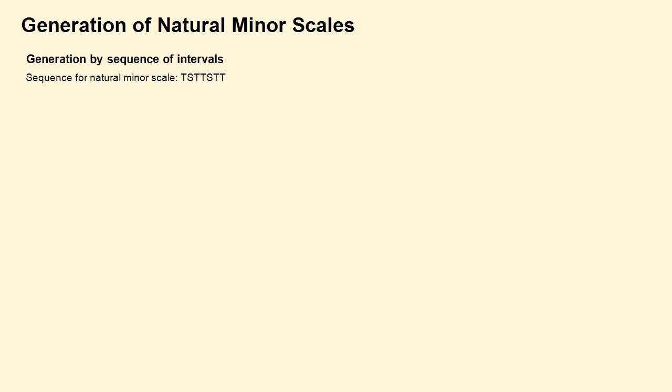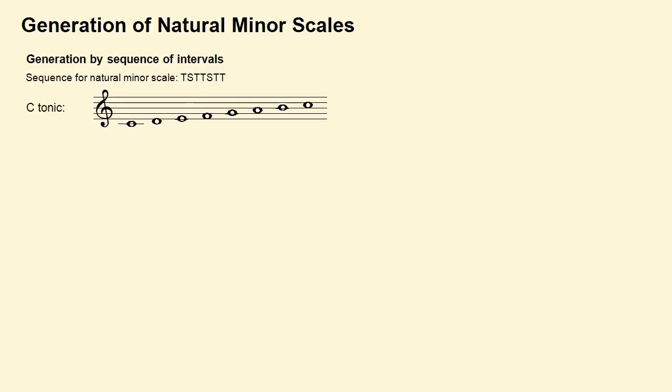The scales are of such importance that to reinforce what we have learned about them, we will consider three methods for the generation of the natural minor scales. The first one consists of using the sequence of intervals that form it: tone, semitone, tone, tone, semitone, tone, tone.